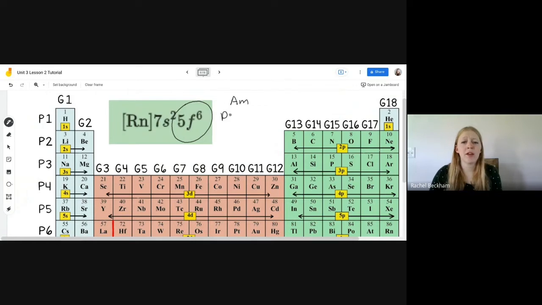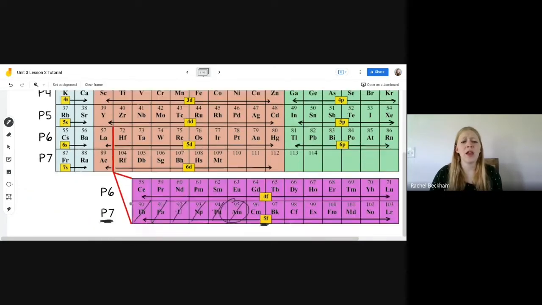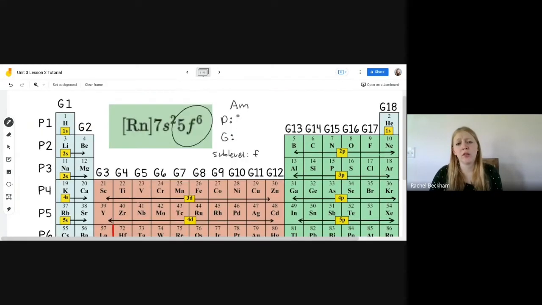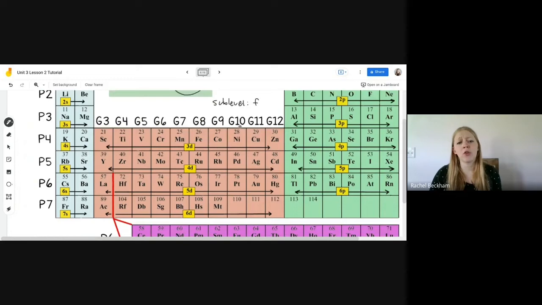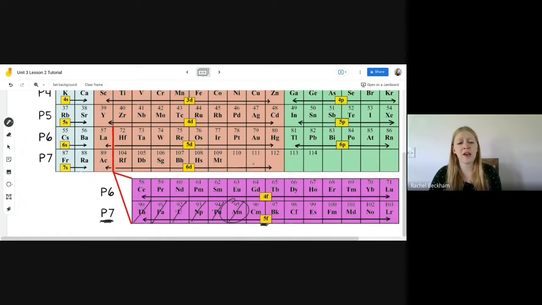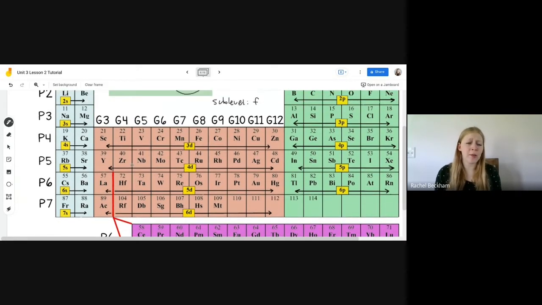So what period, what group, and what sublevel? Well, we know that it's sublevel F, right? It's definitely sublevel F. It is on period 7, even though its energy level is 5. So it's on period 7. For the group, though, you need to know that the F block is coming out of that intersection, so it does not have a group. It's somewhere between the 3rd and the 4th group, all of those groups, right? Because they're coming out of this part right here.